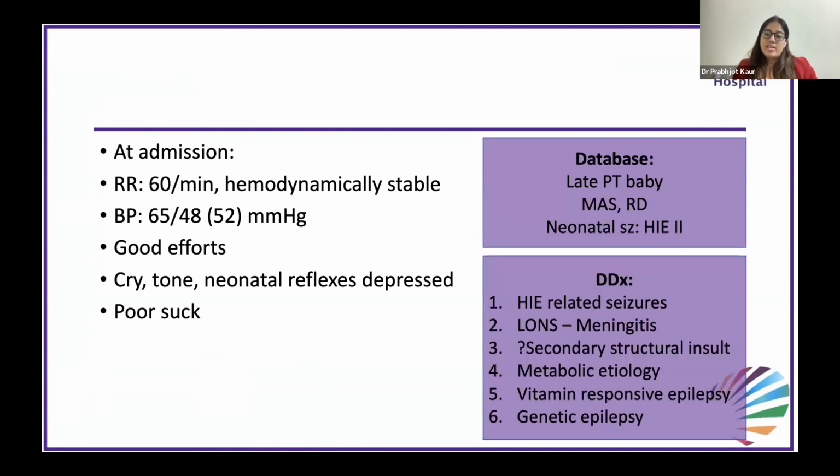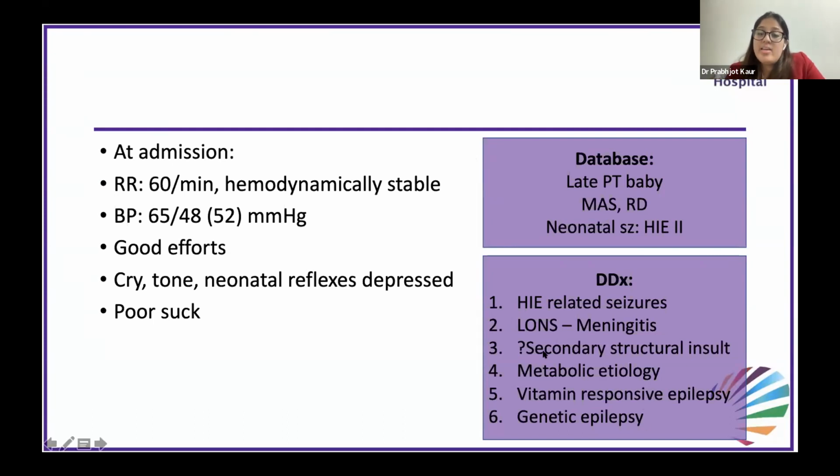So the differential considered again: was it HIE-related seizures? Is it late onset neonatal sepsis or meningitis? Sepsis is one of the foremost differentials we consider. One, because it is very, very common. Second, in case we miss it, we all know that neonates will not give us much time to salvage it later on. So it is treatable, and we want to rule it out, diagnose it early and start treatment early.